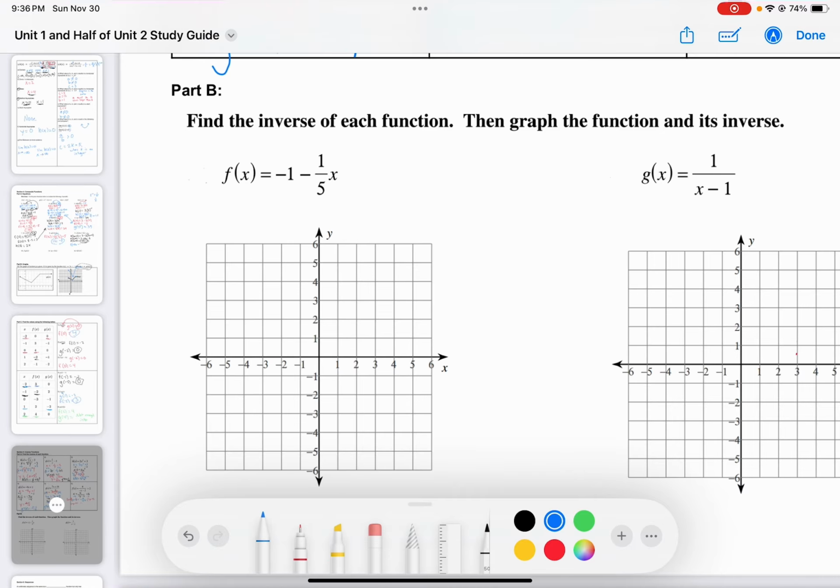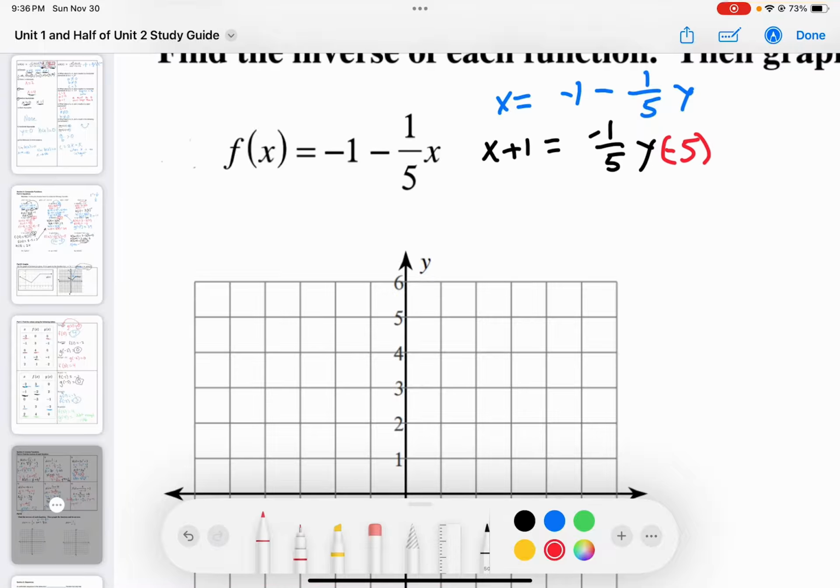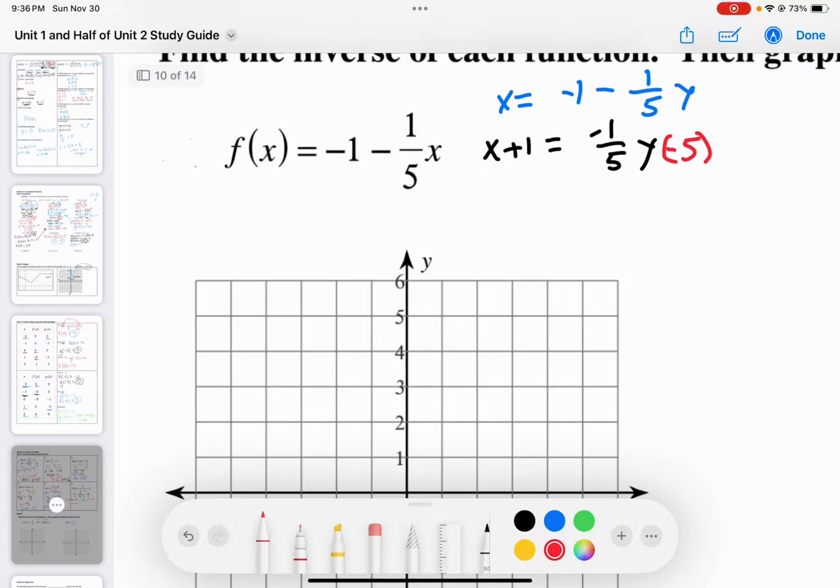All right, so -1 minus 1/5 x. So I'm just going to switch this to x equals -1 minus 1/5 y. I'm going to solve for y. I'm going to add 1 to each side. I get x plus 1 equals -1/5 y. I'm going to multiply both sides by -5 to get rid of this 5 in the denominator here, and also this negative.